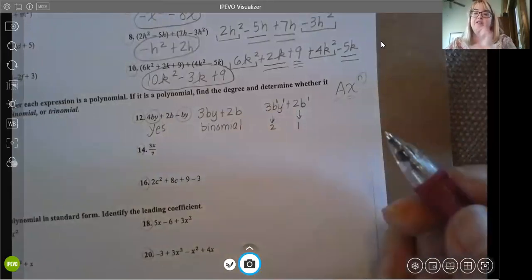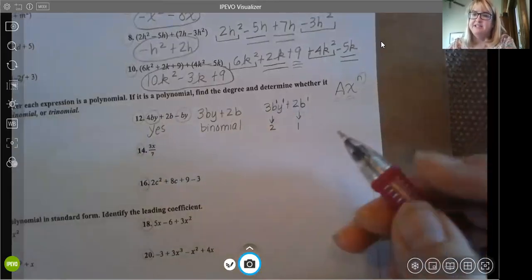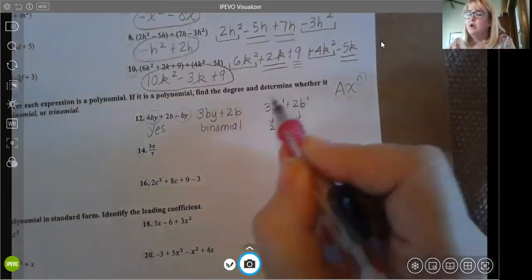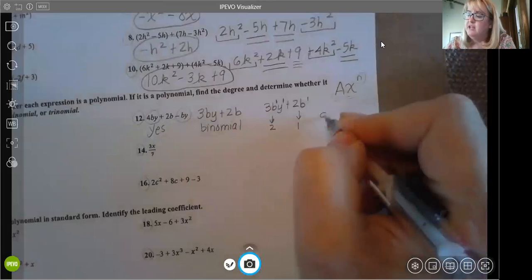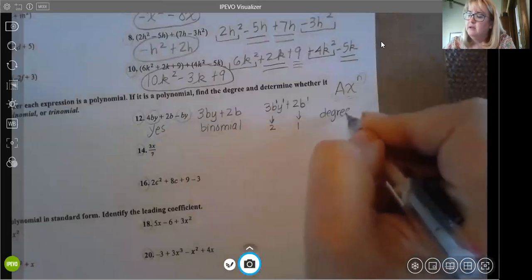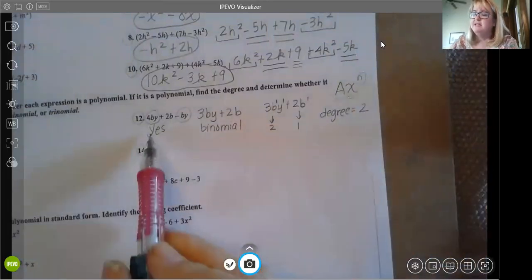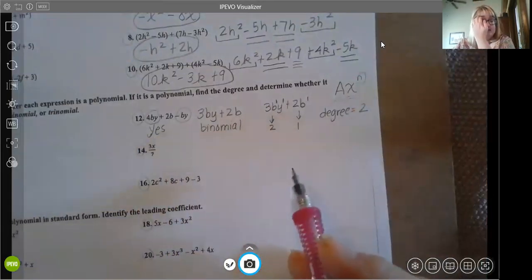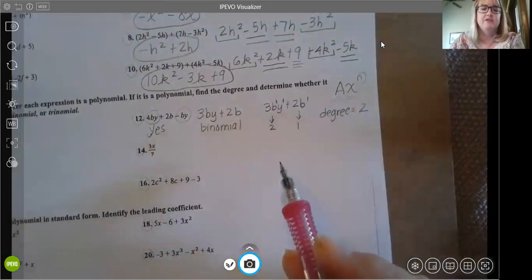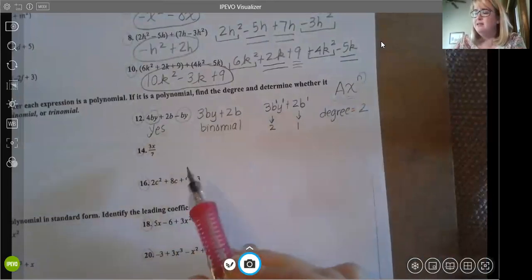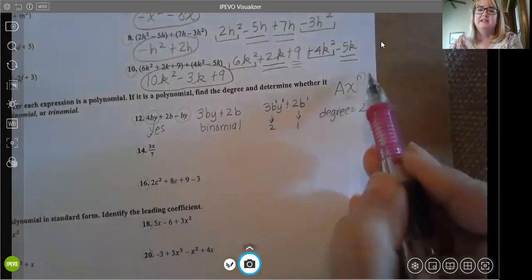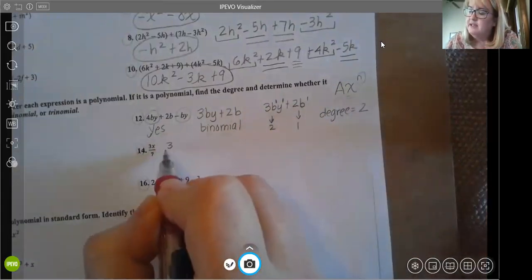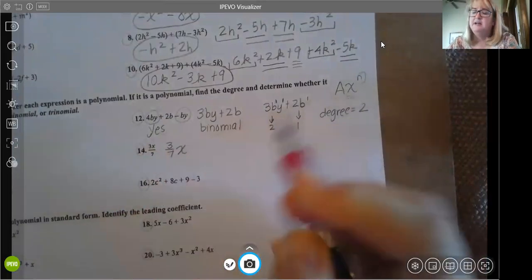So the degree of the whole polynomial is the highest degree for the terms, and the highest degree is 2. So the whole polynomial, the degree is 2. So yes, binomial, degree of 2. All right, let's look at 14, 3x over 7. I would rewrite this so that it looks like this form. Instead of 3x over 7, I would write 3/7 x.